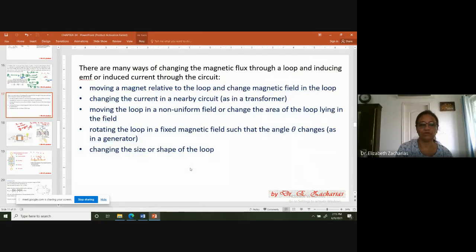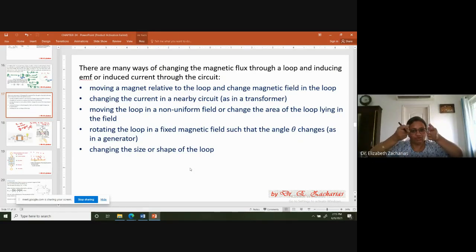Then the last one is changing the size or shape of the loop. What is flux? Flux is integral B dot dA for a closed loop. What if the loop is going to change area with time? If it's going to increase with time, then flux will increase. If it's going to decrease with time, flux will decrease. So like that also you can produce induced EMF or induced current. These are typical questions that one could ask in MCQs.